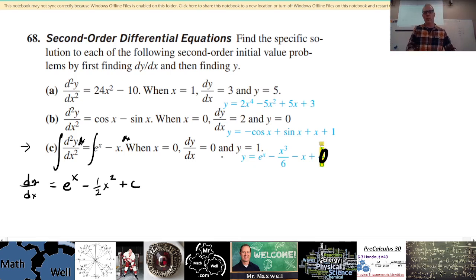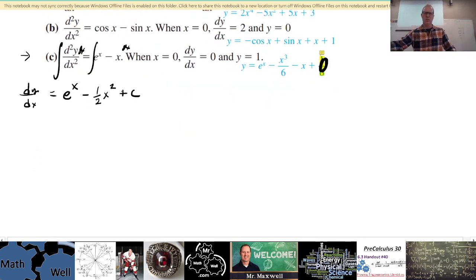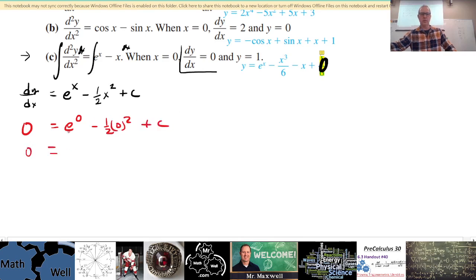All right, so when we get to this point, what we want to do is look at what kind of conditions I have. So the dy/dx is 0 here. When x is 0, the derivative is 0. So I'm going to put a 0 in for each x to solve for c. So 0 equals, what's e to the 0? It's 1. 1 minus 0 plus c. So c equals, take this 1 over to the other side, c is negative 1. Got that?